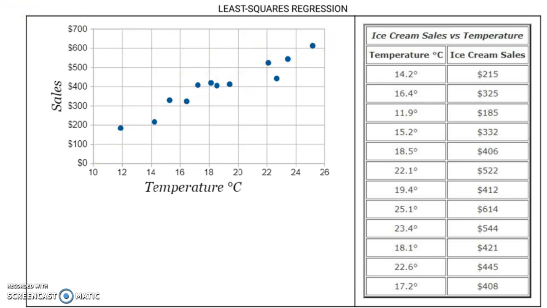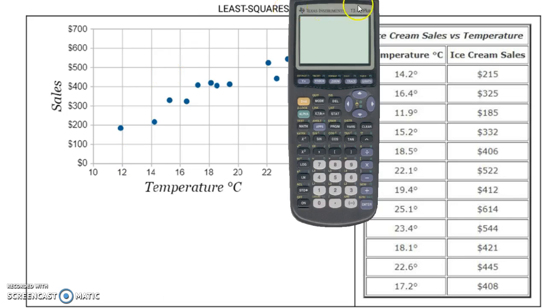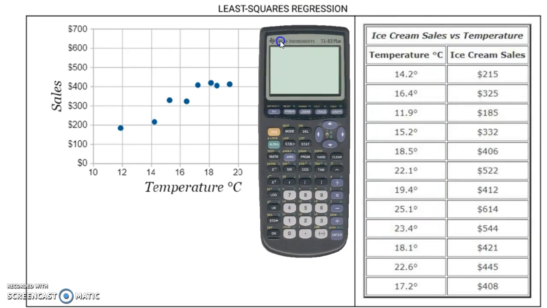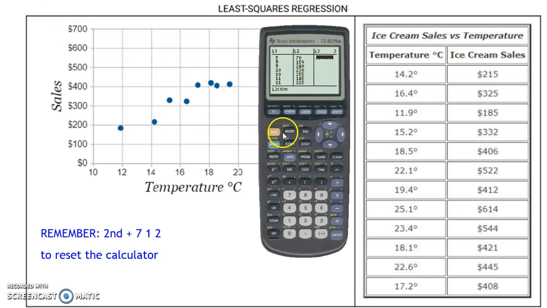All right, let's try to make a line of best fit. Here's your calculator, and what you're going to do is turn it on, obviously, and go into Stat, Edit. If some goofy guy has been using the calculator before you, you press second plus 712, which is what I'm going to do right now, second plus 712. The next thing I'm going to do is go back into that Stat Edit menu and put in all the pieces of data from this particular situation.